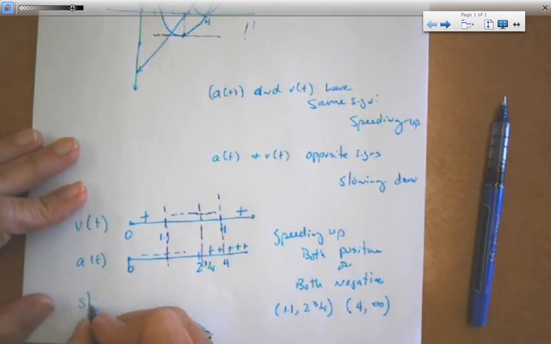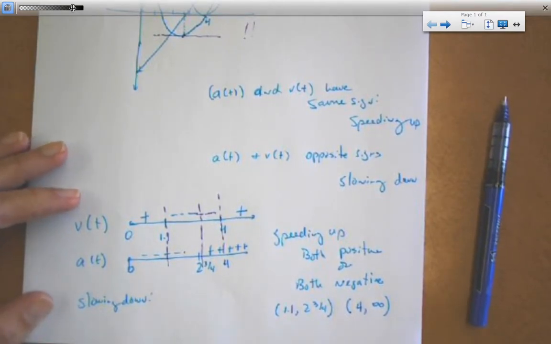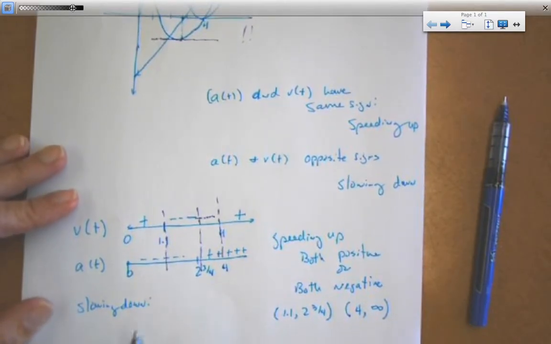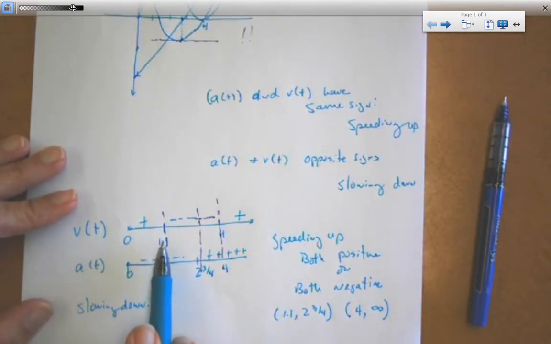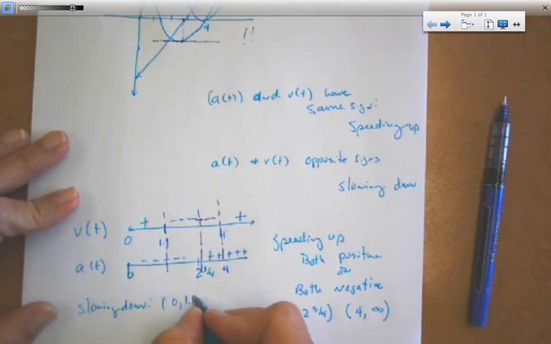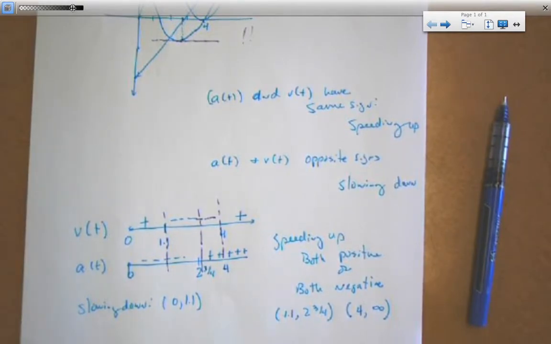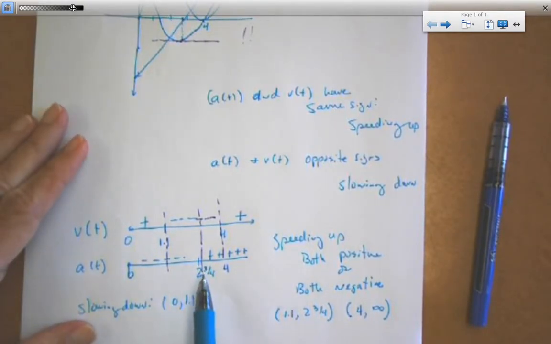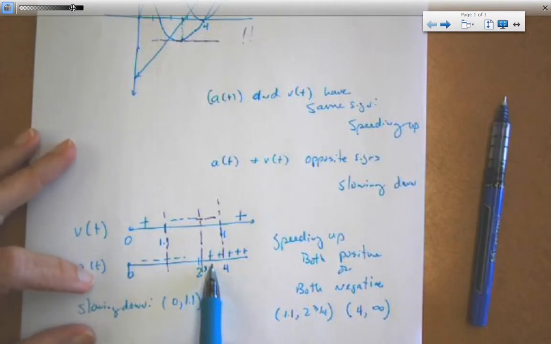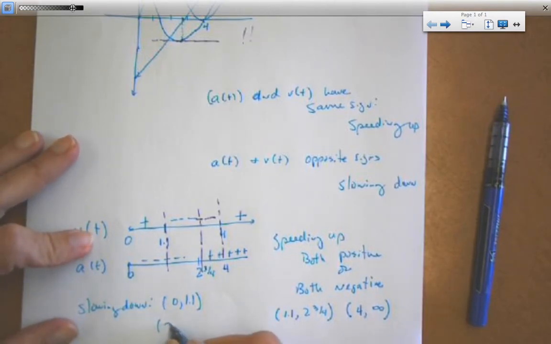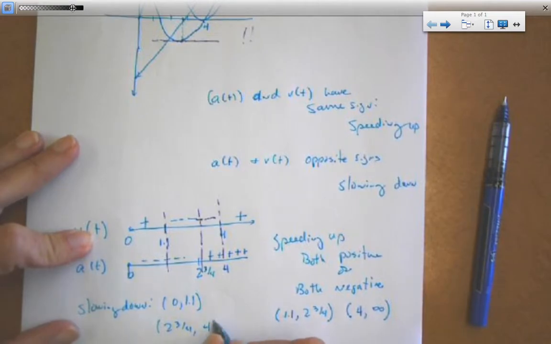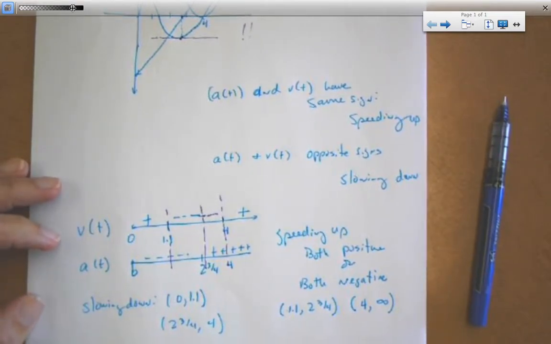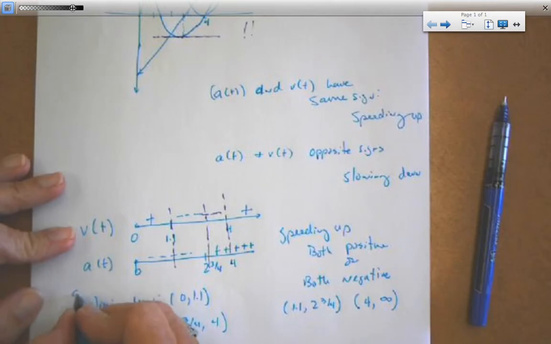The particle is slowing down when they have opposite signs. Well, they have opposite signs from 0 to 1.1 because acceleration is negative, but velocity is positive. And they have opposite signs again from where acceleration turned positive, but velocity is still negative, so that's 2 3/4 to 4. Wherever they have opposite signs, you're slowing down.